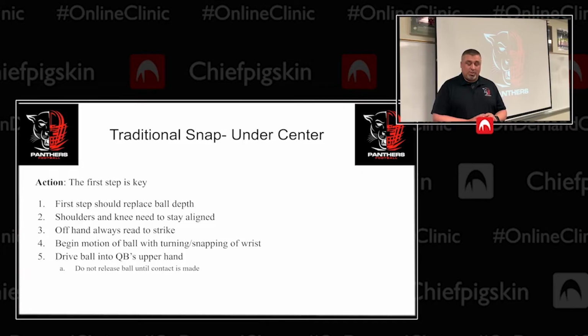Begin the motion of the ball with a snapping and turning of the wrist. So you engage the snap with the wrist movement, not just the arm movement. I don't want to pull it, I want to engage the wrist, which then fires the rest of the arm. And then drive the ball up into the quarterback's hand. Do not release the ball until contact is made. This is not a shotgun snap. We're trying to hit a mark that the quarterback has set for us.